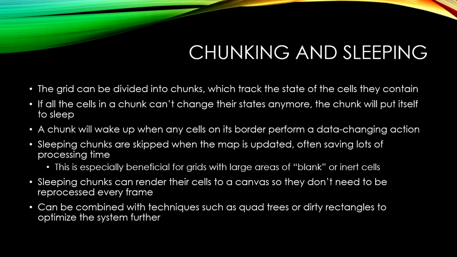So two important concepts in optimizing a cellular automata model are chunking and sleeping. With chunking, you take the grid and divide it into smaller pieces called chunks, which each track the state of the cells that they contain. If all the cells in a chunk can't change their states anymore, then the chunk will tell the system to put itself to sleep, and it will wake back up when any cells on its border in the adjacent chunks try to perform data-changing actions.